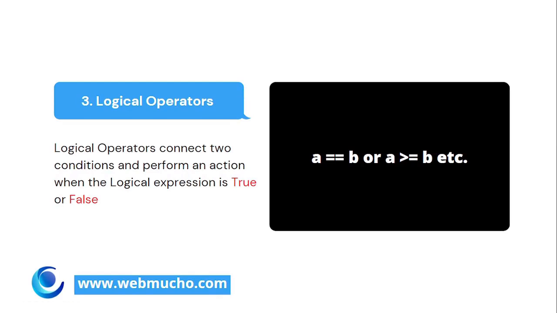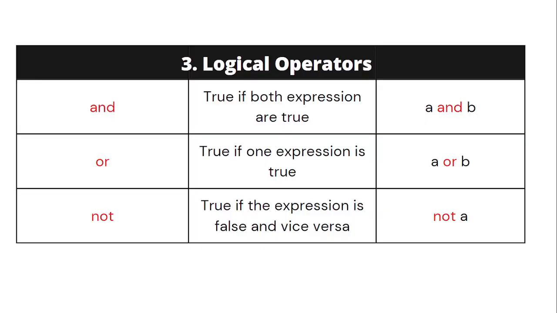Logical operators connect two conditions and perform an action when the logical expression is true or false. Unlike comparison, where we compare two values, logical operators we mostly use when we are comparing two expressions. So A is equal to B, and then A is greater than or equal to B. These are two different expressions, and to perform a logical expression, you need to use a logical operator. So we have AND. Logical operators also give us true or false depending on the results.